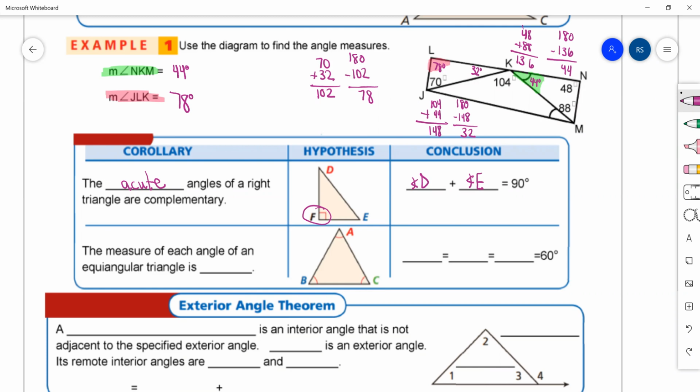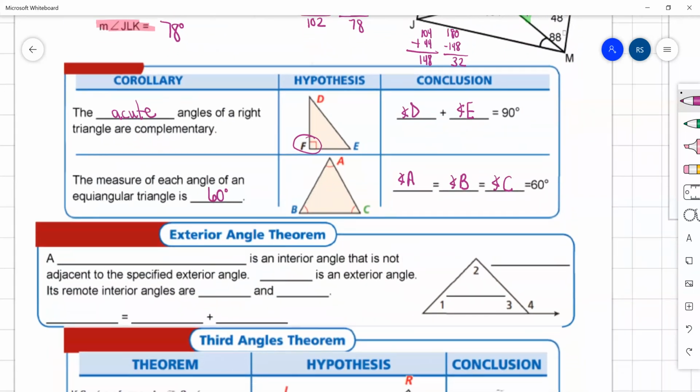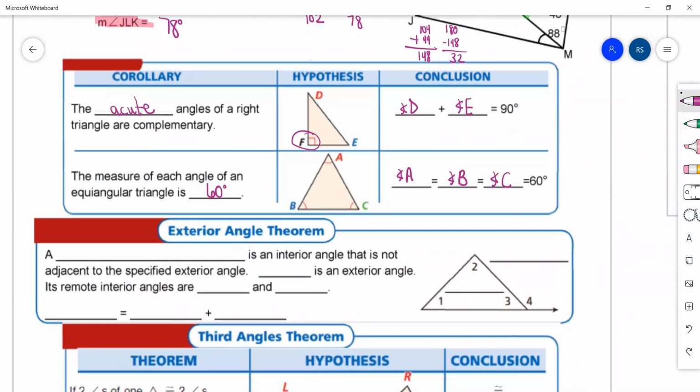The measure of each angle of an equiangular triangle is 60 degrees. So angle A is equal to angle B, which is equal to angle C, and they're all equal to 60. So that's a couple of corollaries dealing with angle measures.